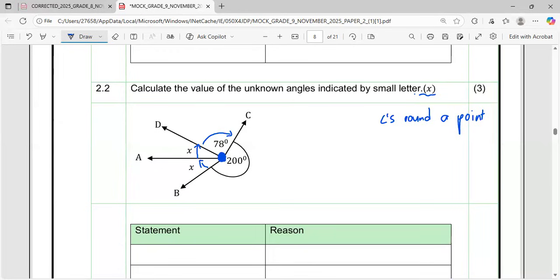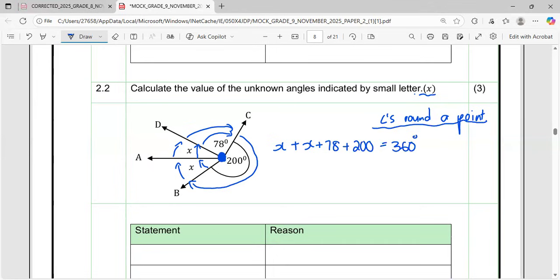So we're going to start with this first rotation, which is x, plus the second rotation, which is x as well, plus the third rotation, that big one there, which is 200. Oh, and 78. When we add all of them, it should give us 360, because they are angles round a point. For that reason, whenever we have angles round a point, they should give us 360. And then we have two like terms, x and x. They're going to give us 2x plus 78 plus 200 is 278, equals 360.